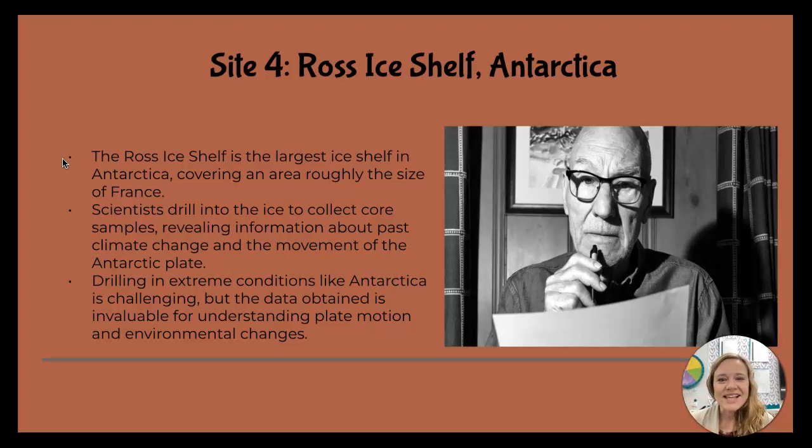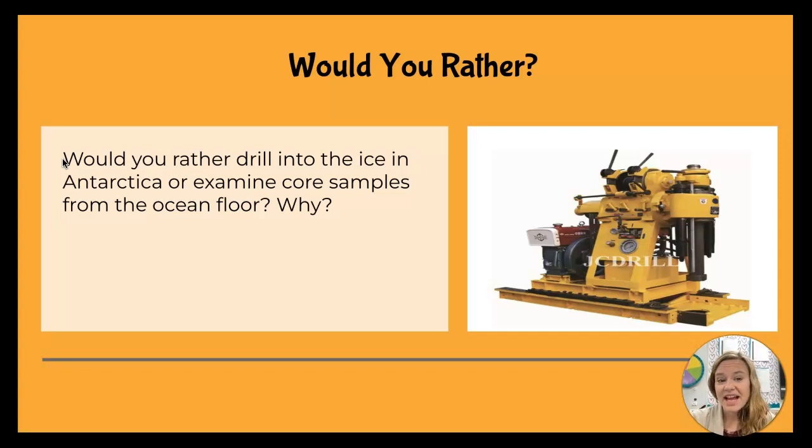Site number 4, the Ross Ice Shelf in Antarctica. The Ross Ice Shelf is the largest ice shelf in Antarctica, covering an area nearly the size of France. If you want to, you can look up a picture of France. Scientists drill into the ice to collect core samples revealing information about the past. They have to drill through the ice in order to get to the rock. Drilling in extreme conditions like Antarctica can be hard because they have to go through that ice, but it does help us understand plate motion and environmental changes. Would you rather drill into the ice in Antarctica or examine core samples from the ocean floor?